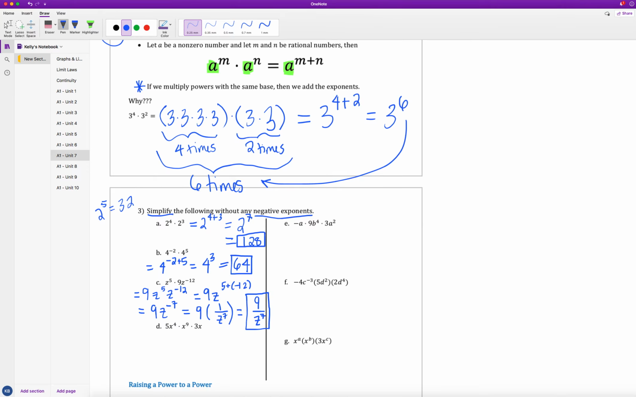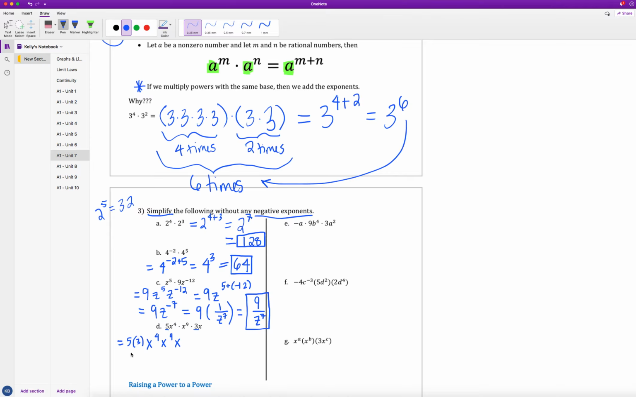Okay, let's look at part D. So we have a lot of moving pieces now. 5 times x to the 4th times x to the 9th times 3x. So if you notice in this one, I have two coefficients. I have 5, I have 3. I also technically have an invisible 1 in front of the x to the 9th. So I'm going to regroup these and I'm going to pull the 5 and the 3 in the beginning. They're being multiplied because everything is being multiplied in this problem. And then I'm going to just rewrite the x to the 4th, x to the 9th, and the single x. Let's erase that arrow sign so we're not getting confused.